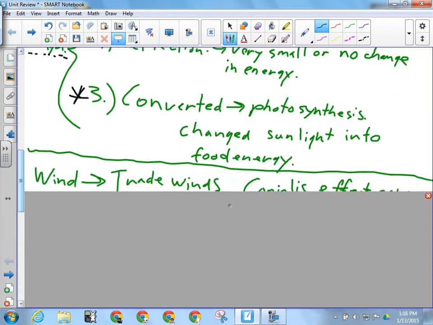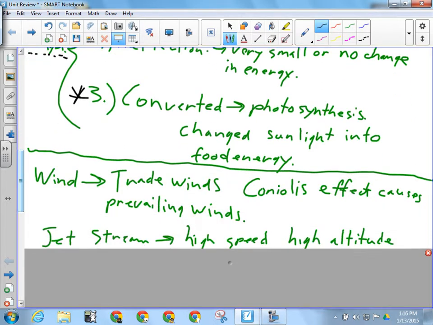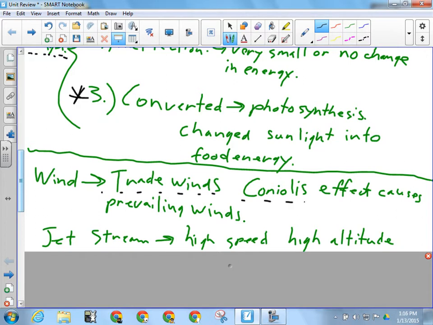All right. Next, we talked about global wind patterns, and we talked about some examples of winds, like trade winds. The trade winds were near the equator. They're easterlies, they blow from east to west. And that is a combination of the Coriolis effect and convection.